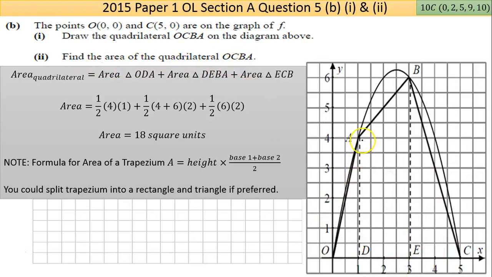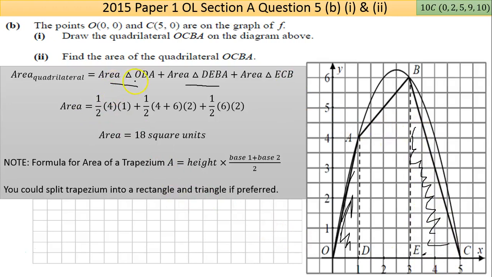Now, one way to do this is to break it up into separate shapes. The way I've done it here is the area of the full shape equals the area of triangle ODA. That's that triangle just in there. So next one, area of DEBA. Now, that's a rectangle and a triangle. And the last thing is the area of the triangle ECB. So that represents the full shape there.